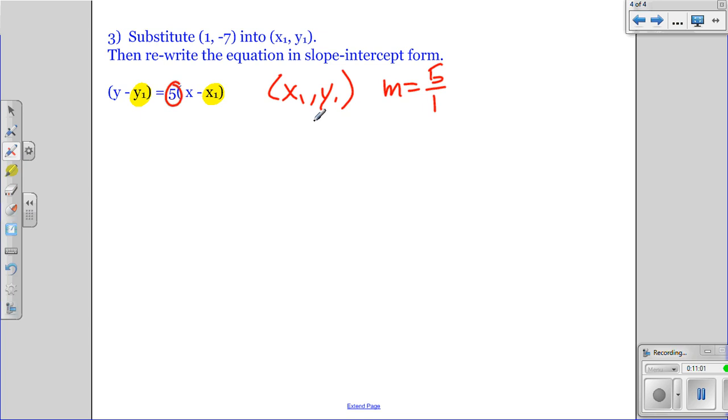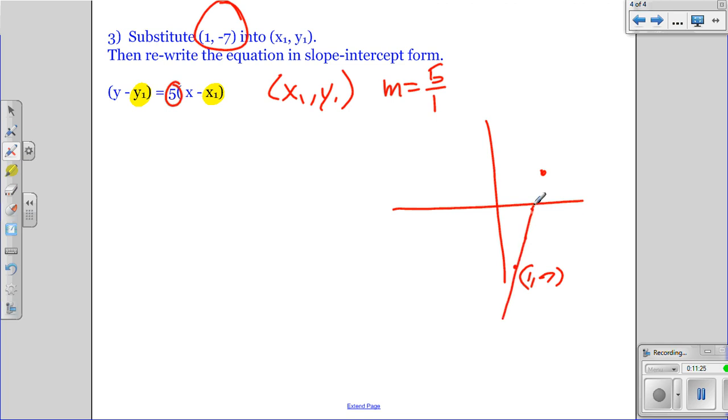So let's say I had a graph. We know the slope, but we need to start somewhere. So I'm just going to sketch a graph. We want to start at 1 comma negative 7. So I'm going to go over 1, down 7. So there's the point, 1 comma negative 7. Now from here, we have a slope of 5. So I'm going to go up 5 over 1, up 5 over 1, up 5 over 1, and so forth. And then we can have our line.